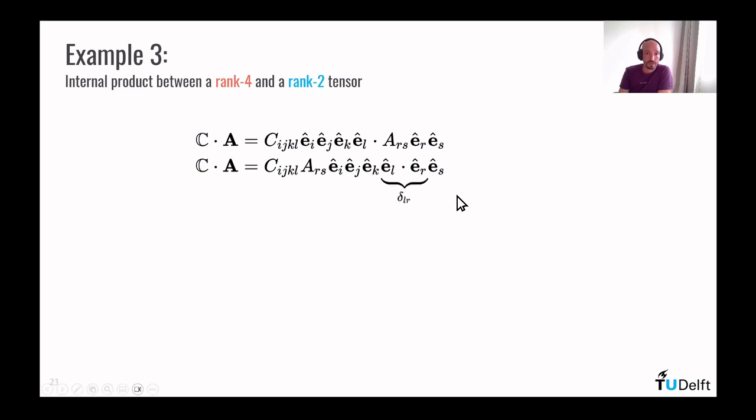We know that this is the Kronecker delta between L and R, and this means that we can replace L by R or R by L, and we can remove this. In this case, we replaced L by R, so we had L here, but now we have R. We can see that we already have a summation here because R is repeated here. And this is the result.